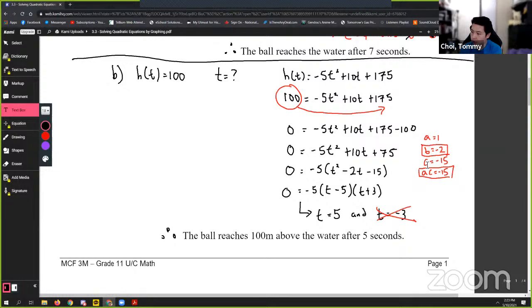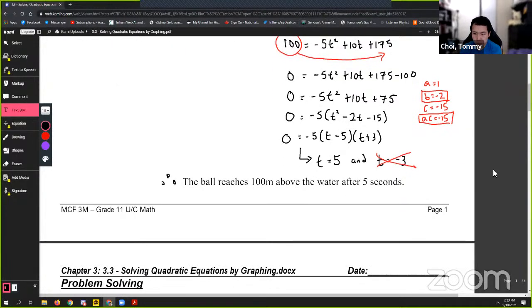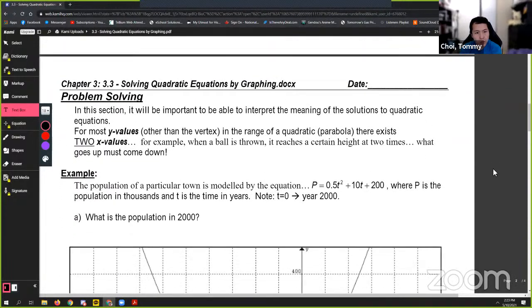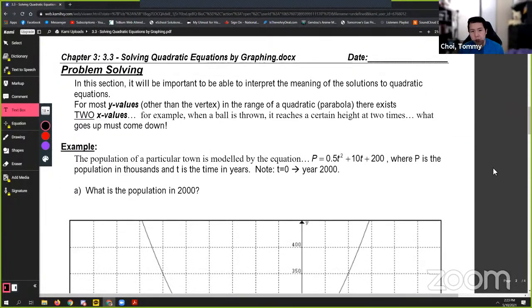Let's move on. So then, for problem solving here, it's important to understand the meaning of different solutions to quadratic equations, right? What do these x values mean? What do y values mean? What do the solutions mean?